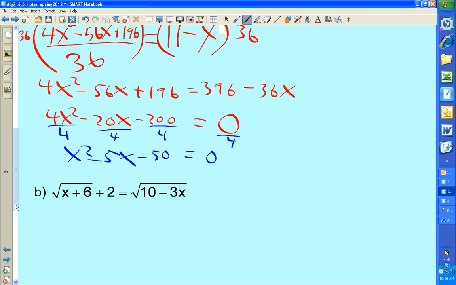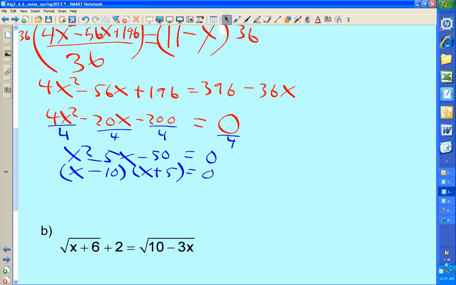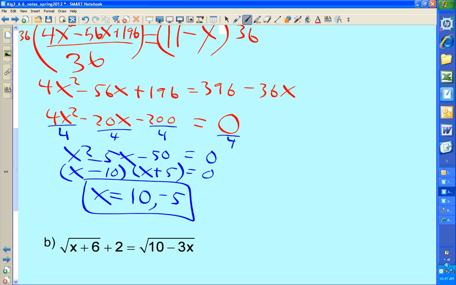How does it factor? x minus 10 and x plus 5 equals 0. So what does x equal? 10, negative 5. So we have two potential answers, 10 and negative 5.